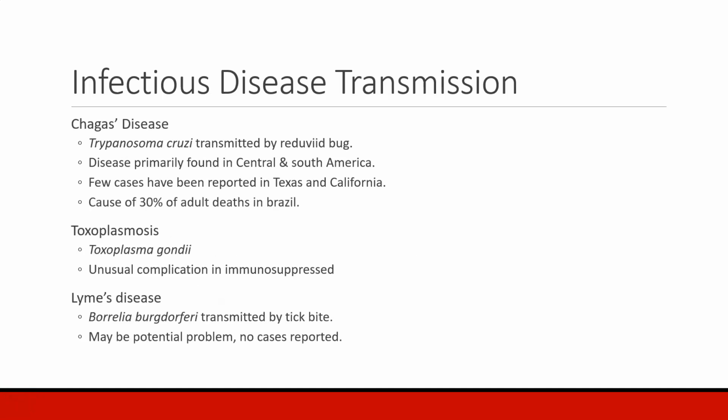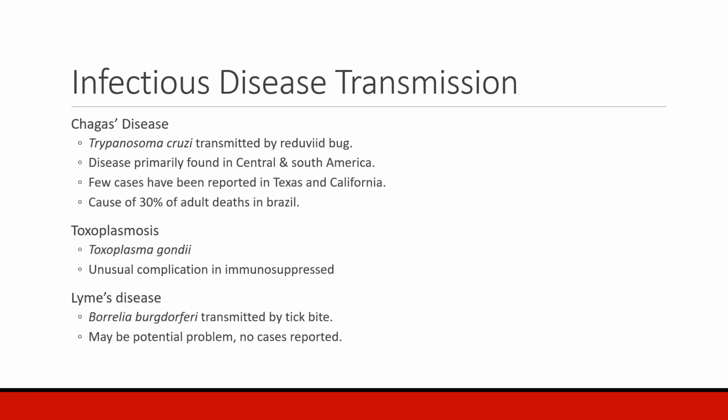Chagas disease is caused by the organism Trypanosoma cruzi, which is transmitted by the reduvid bug, which is also known as the kissing bug. What happens is that the bug bites you and then it poops, and in that poop is the Trypanosoma cruzi.